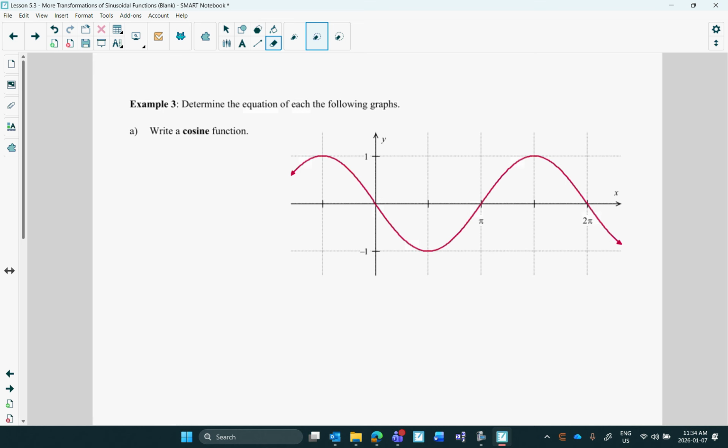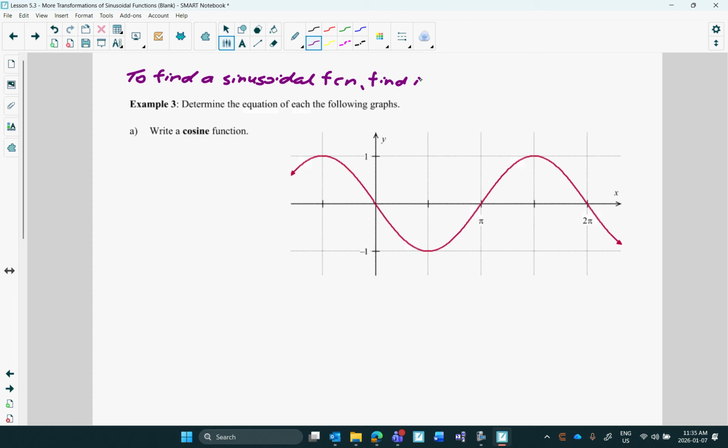So, I need myself a little note here. What I have to remember how to do. To find an equation of a sinusoidal function, well, we're going to have to find values of A, B, H, and K. Find them in this order. I always like this order.